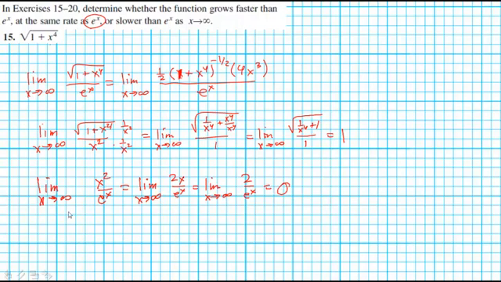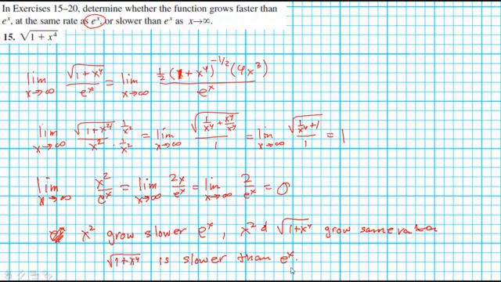If this goes to 0, that means, let's do it this way, x squared grows slower than e to the x, and since x squared and the square root of 1 plus x to the fourth grow at the same rate, that means the square root of 1 plus x to the fourth is slower than e to the x. And that's number 15.